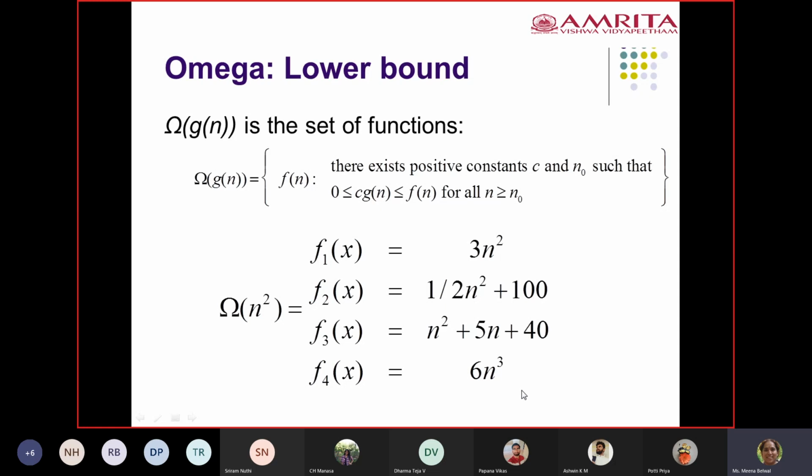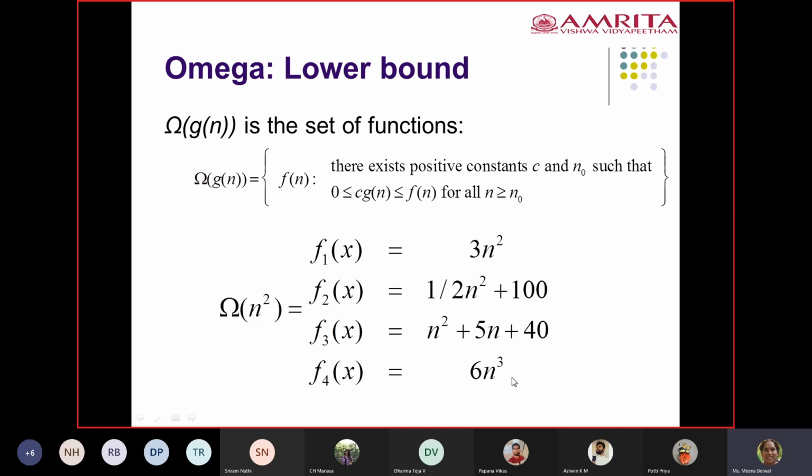Now, what about 6n cube? Then I say 6n cube is omega n square, right? If I only give you this expression 6n cube, and I ask you to find out the lower bound, then the lower bound is going to be n cube only, right? Because you will say that it will grow equal to n cube, or it can grow more than that. So if f(n) is 6n cube, the lower bound is n cube, means the growth rate will be at least n cube. But it can be more than n cube as well, right? So if something is more than n cube, then obviously it is more than n square also, right?